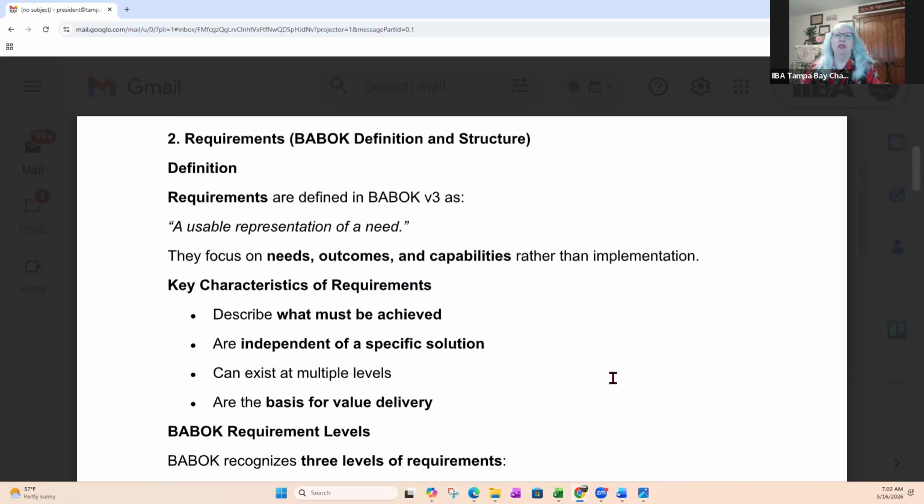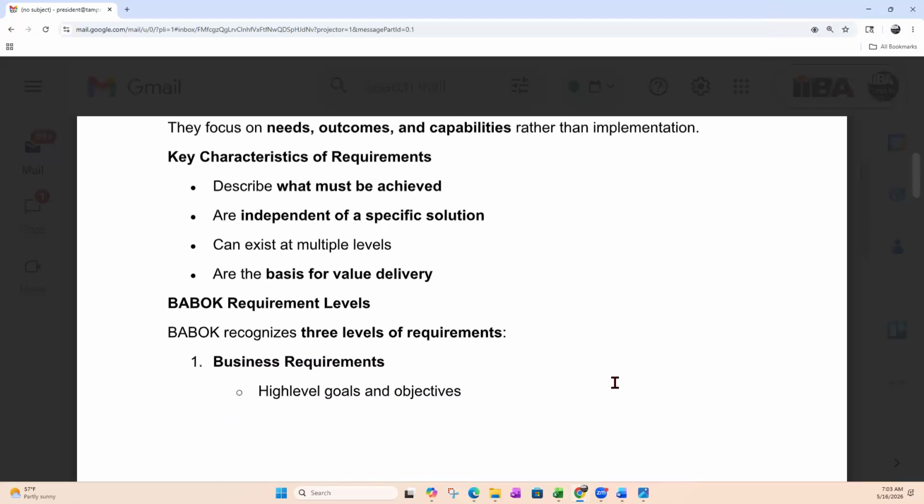A requirement is defined in the BABOK as a usable representation of a need. They focus on the needs and the outcomes and the capabilities rather than implementation. They describe what must be achieved. They're independent of the solution. They can exist at multiple levels, and they're a basis for value delivery.